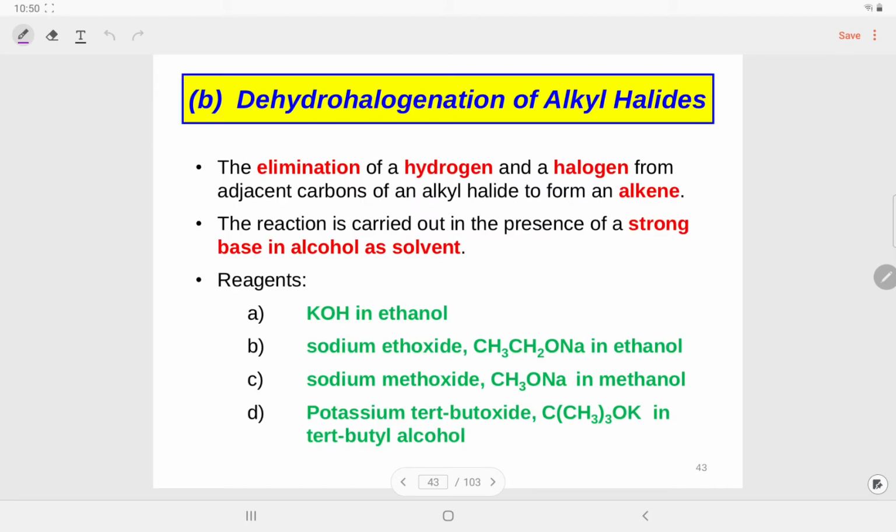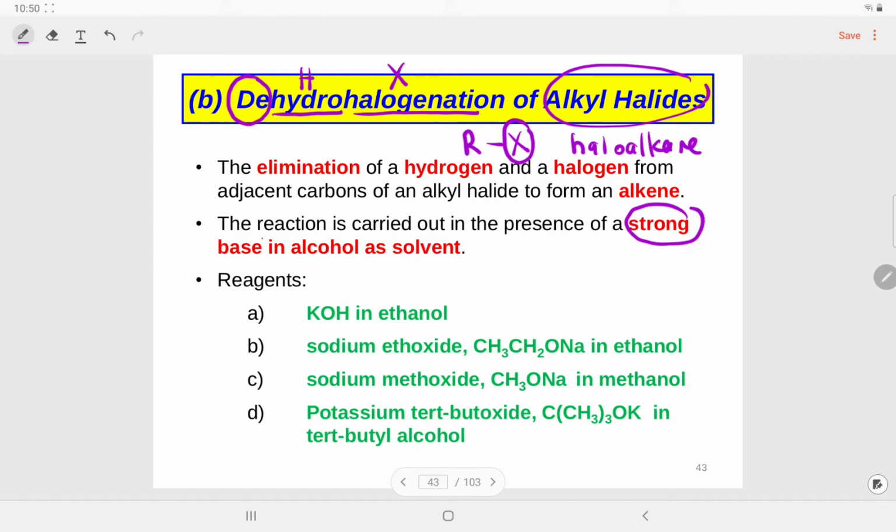Next, the second preparation of alkenes is from alkyl halides, or haloalkanes, meaning the R-X compound with the halogen as the functional group. The process involved is also elimination: remove H, which is hydrogen, and eliminate the halogen X. What is your reagent? It must be carried out using a strong base, and your solvent must be alcohol. So these are the several reagents used.